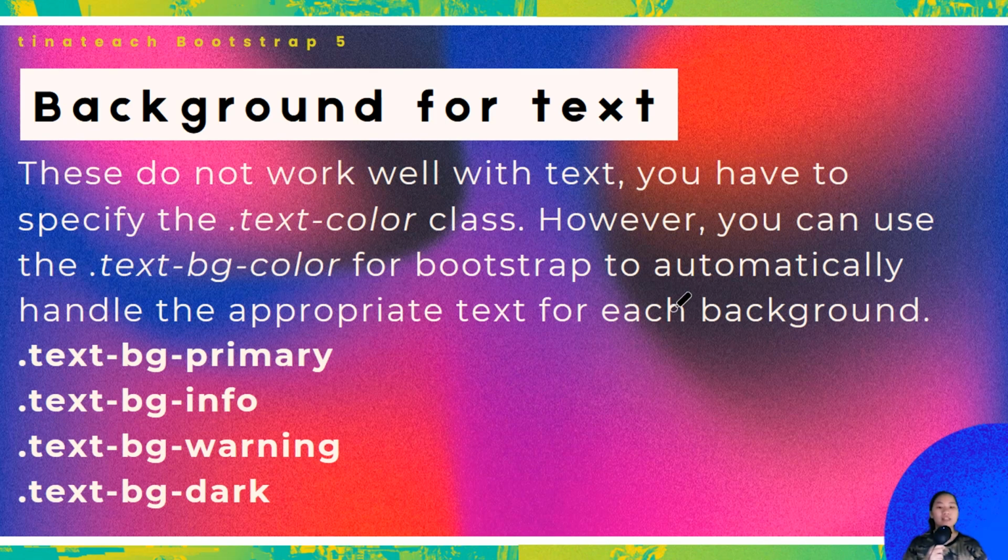And if you go for that syntax, Bootstrap will automatically handle the appropriate text color for each background that you put into it, right? So text-bg-primary, text-bg-info is bluish. So Bootstrap will figure out whether or not it'll use the black or white color for the text.